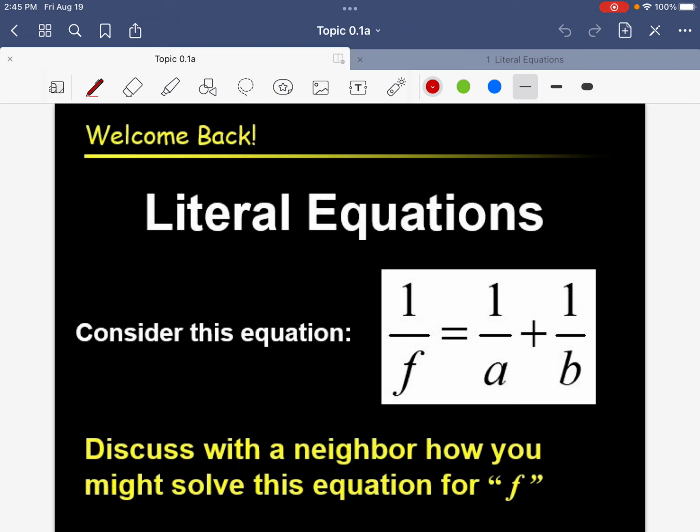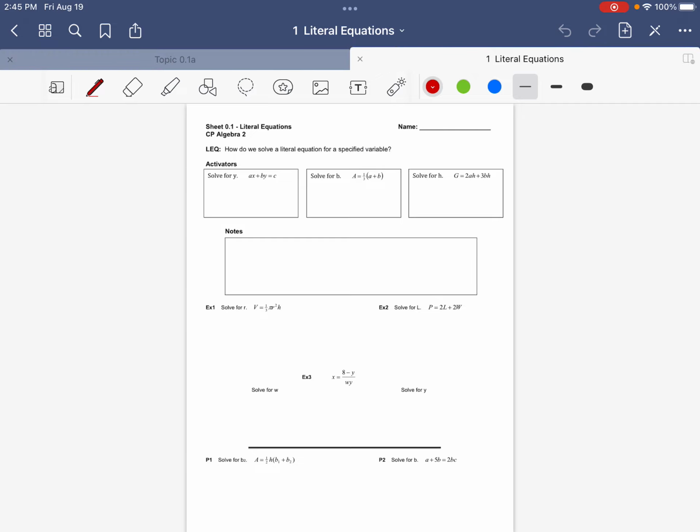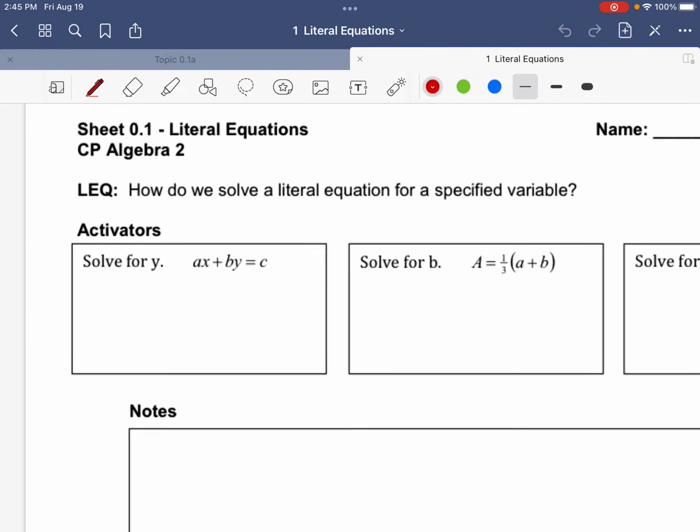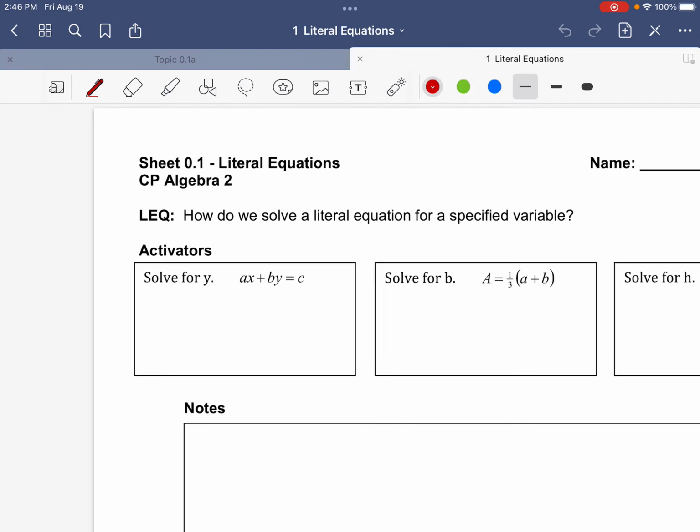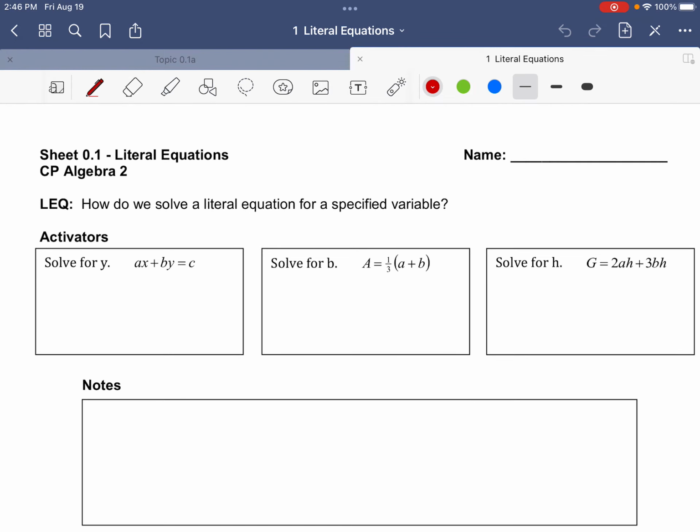So let's look at some literal equations that are on your sheet 0.1, and honestly, some that are a little bit more doable. Now, instead of necessarily talking to your neighbor, I'd like you to look at these three equations at the top, and now you do some algebra to see if you can solve each of those equations for the indicated variable.